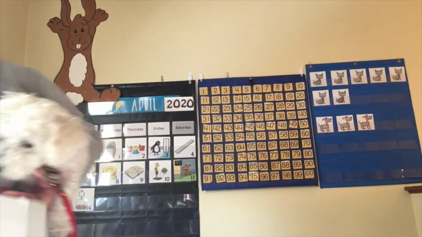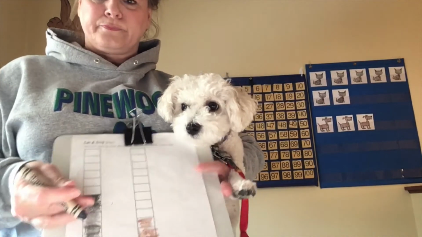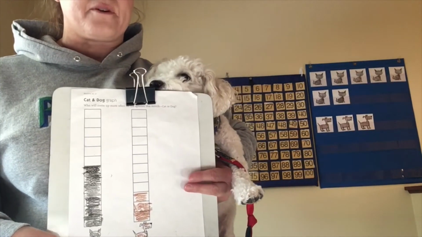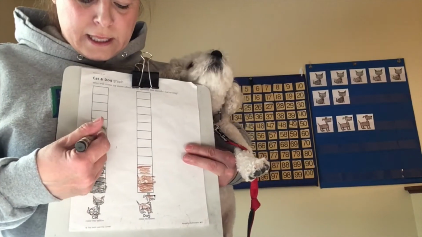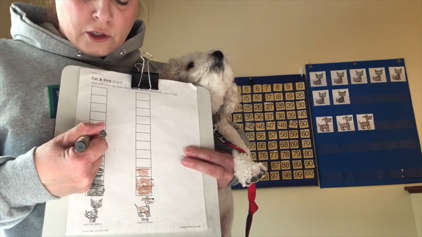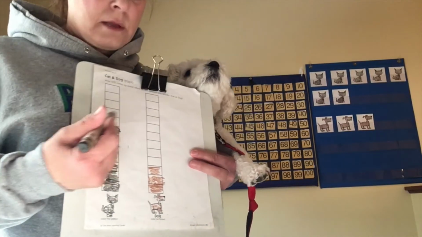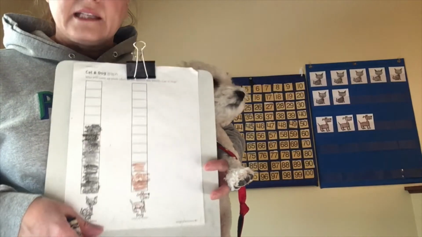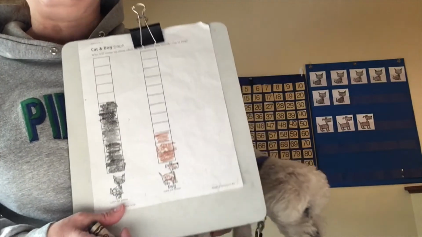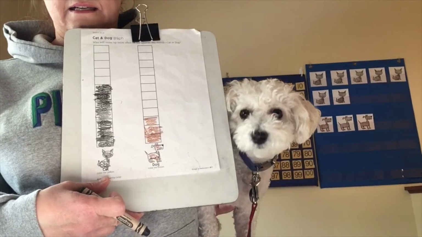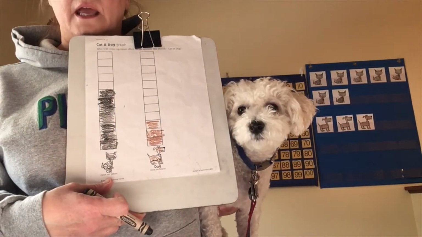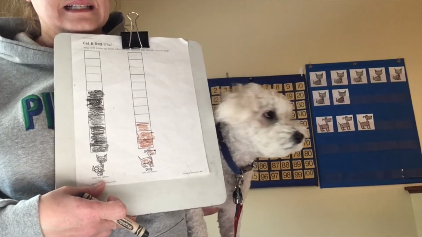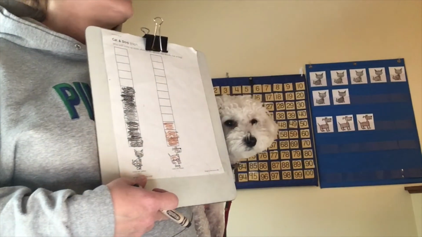And we got cat, so we have to mark the cat. See, we have a graph here, and a graph is a representation of information. So I'm going to fill in the cat. So this shows that we have 7 cats and 3 dogs. 7 and 3 is 10. Wonderful. So far, cats is winning. And it's winning by 4.